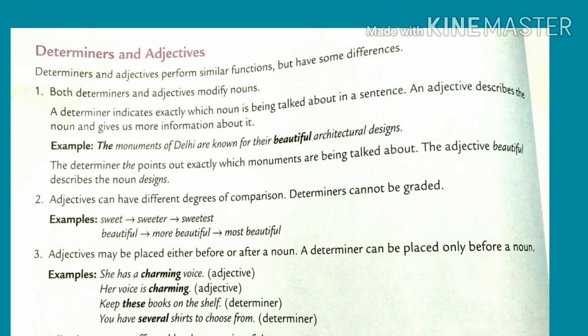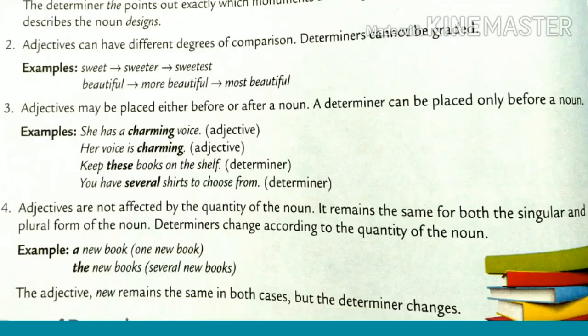Fourth one. Adjectives are not affected by the quantity of the noun. It remains the same for both the singular and the plural form of the noun. Determiners can change according to the quantity of the noun. Adjectives remain the same even if the noun is one or more, but determiners will change according to the quantity of the noun, according to the singular and plural form of the noun.